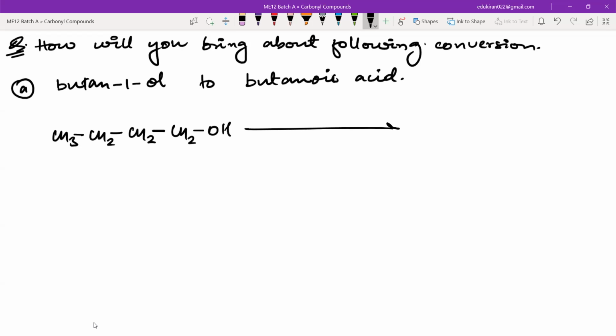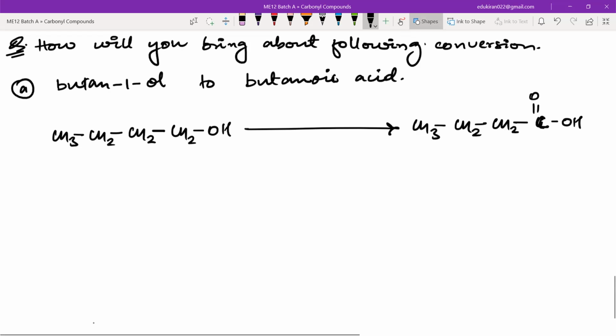Right, guys? So what is the reagent that we'll be using? This is a primary alcohol, and we want to convert this to carboxylic acid. Alkaline KMnO4, yes. So we can use K2Cr2O7, any oxidizing agent. Yes or no, guys? Any oxidizing agent. So you can directly use KMnO4 or K2Cr2O7 in H+ or alkaline medium.